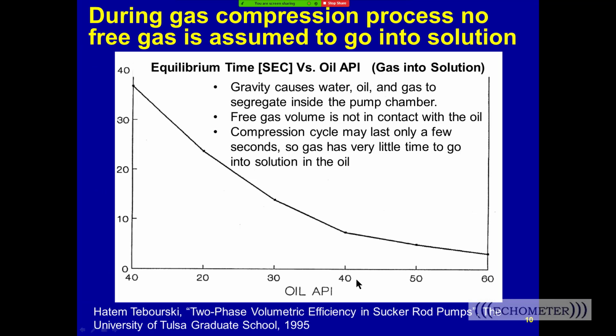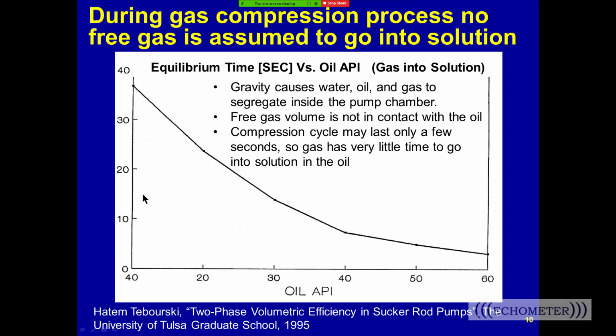All right, now this slide came from a reference from Tulsa University Artificial Lift Projects. It was a study done in 1995 by Hatun Taberski, and what it shows is the oil gravity along this axis, and this is the time in seconds for all the gas inside a pressure cell to go back in solution. And so what University of Tulsa did, they would fill a cylinder with a certain amount of oil and gas at high pressure, and then they would shake it until all of the gas was in solution, and they would time it.